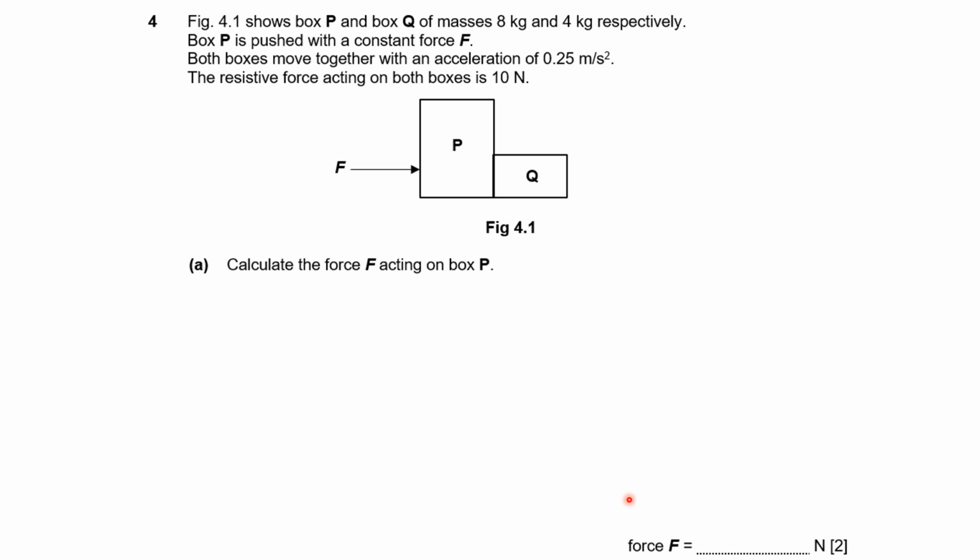Question 4. What we have is a box P and a box Q of 8 and 4 kilograms, and you're pushing box P with a constant force F. They are both moving together with an acceleration of 0.25 meters per second squared, and the resistive forces acting on both boxes is 10 newtons. We want to calculate force F on box P, and how we do that is using Newton's second law. That would be F minus 10 equals ma. Apologies for this, this should be Newton's second law and not first law.